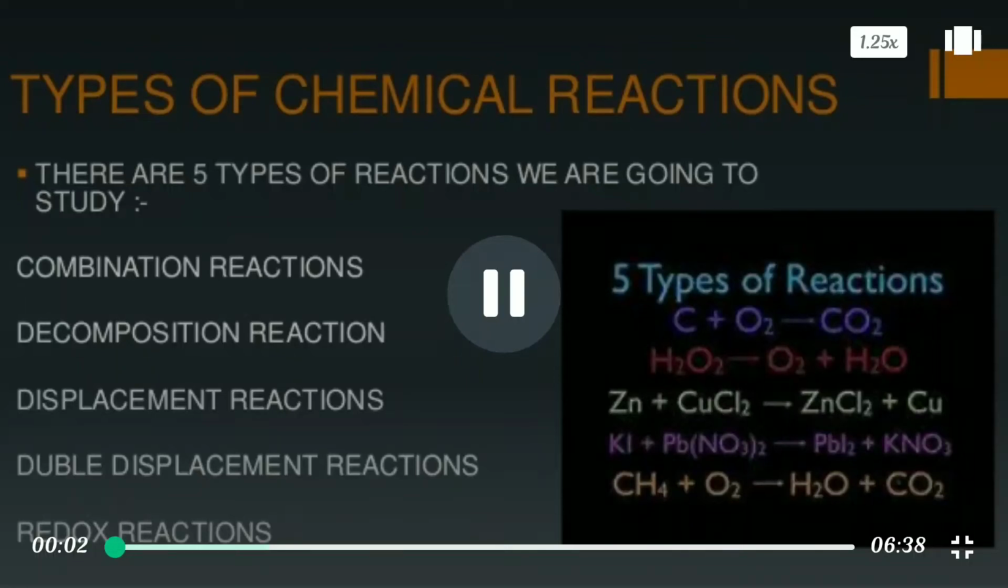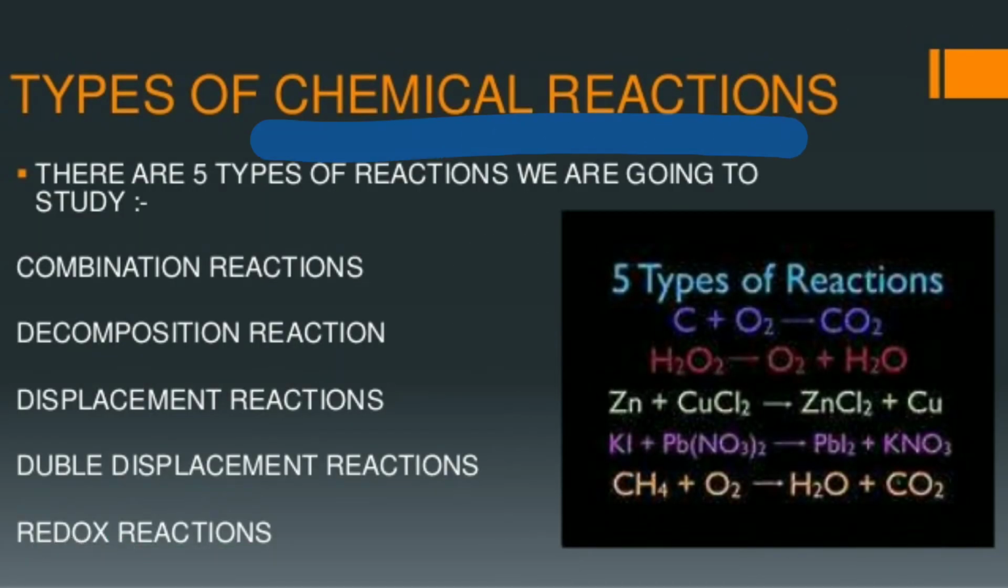Hello everybody. In this video we will discuss the chemical reactions. There are 5 types of chemical reactions we are going to study. First one is combination reaction, second one is decomposition reaction, third one is displacement reaction, fourth one is double displacement reaction, and fifth one is redox reaction.